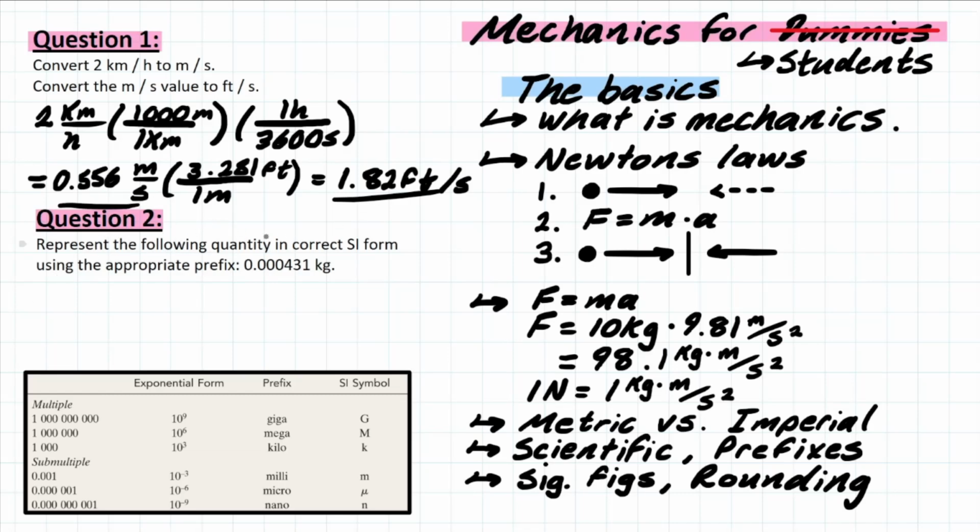And question 2 is asking us to represent the following quantity in correct SI form using the appropriate prefix. So we have 0.000431 kilograms. Pretty much this is just asking us what is the notation we should use if we wanted this in terms of grams. Well, this number, 0.000431, we have to multiply it by 10 to the power 3. So 10 to the power of 3 here is going to bring us to our gram value, meaning that our final answer will be 0.431 grams. And we still have 3 significant digits based on what is given in the original problem.